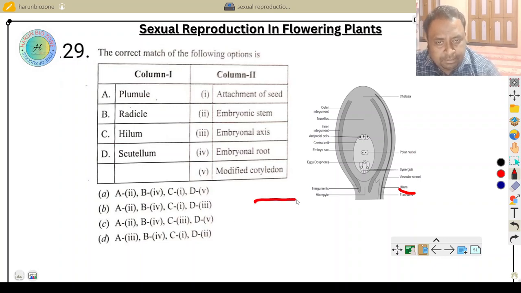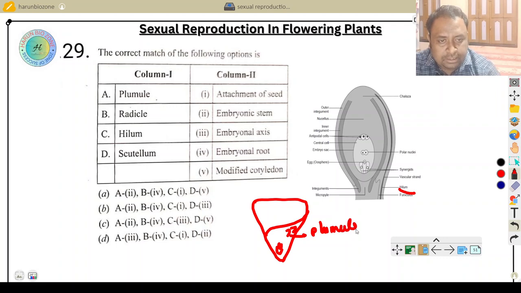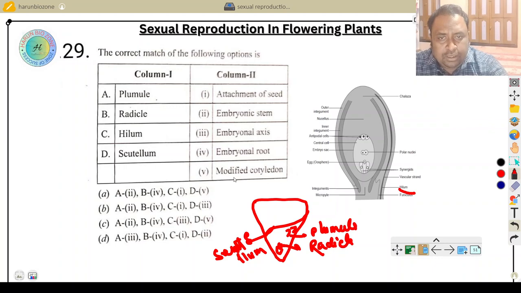If you see the seed, this is the endosperm, here coleorhiza, plumule, radicle, coleoptile. The plumule is where the shoot system develops, and the radicle is where the root system develops. Okay, this is the scutellum. Scutellum is a modified cotyledon. Yes, A is the right answer. Next question.